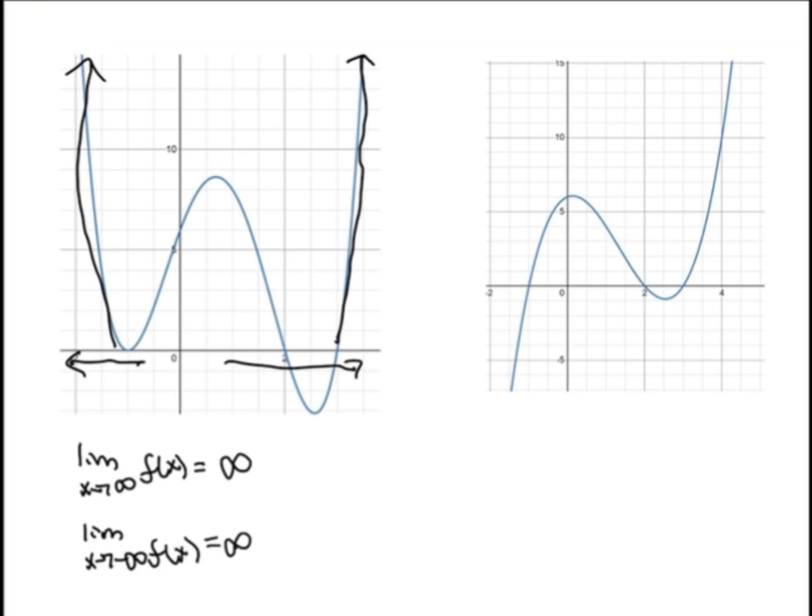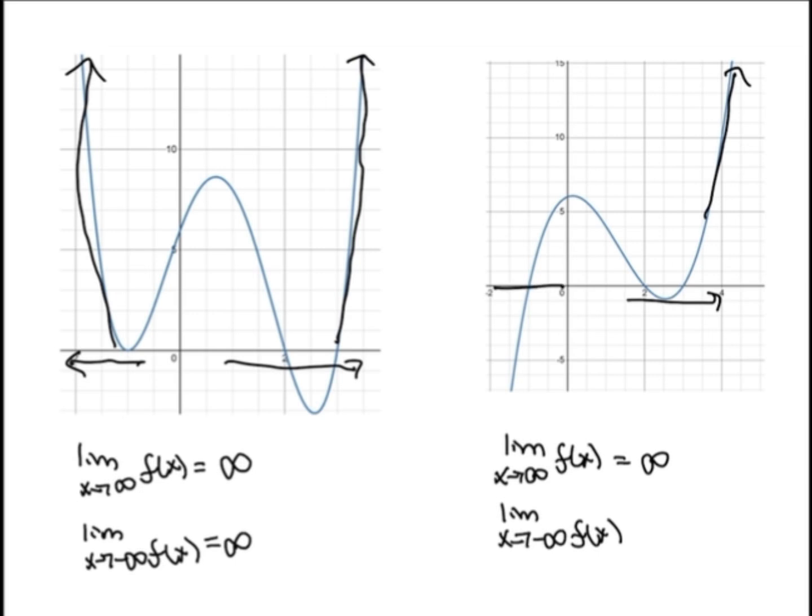On the right side, let's do the same thing. Limit as x approaches infinity, f of x equals, so when x gets really big, f of x also gets really big, so it's infinity. And limit as x approaches negative infinity, f of x, you can see as it gets negative infinitely big, it goes downwards, so it equals negative infinity. And then we can conclude that this is a graph of an odd degree polynomial with a positive leading coefficient.